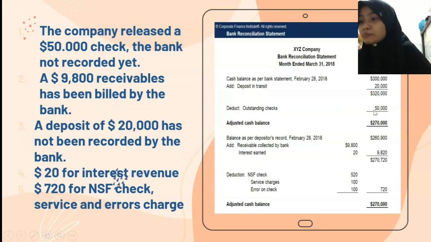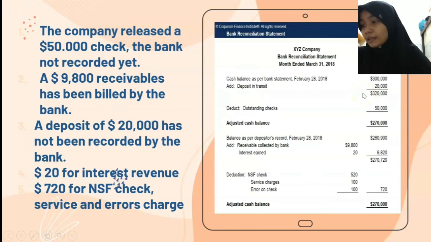Second, 9,800 receivable has been billed by the bank. So the company doesn't know about the bill, so the company has to record it here. Balance as depositor record, receivable collected by bank 9,800. And then third, a deposit of 20,000 has not been recorded by the bank, so the bank has to record it here in deposit in transit 20,000.